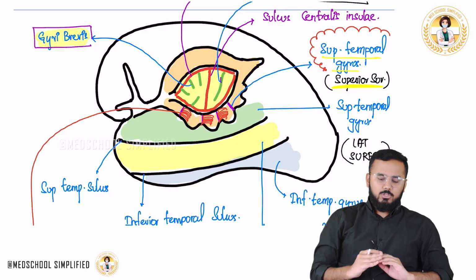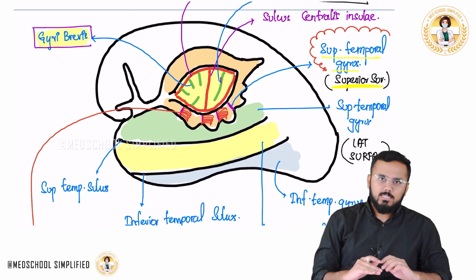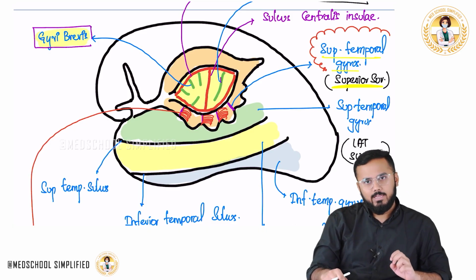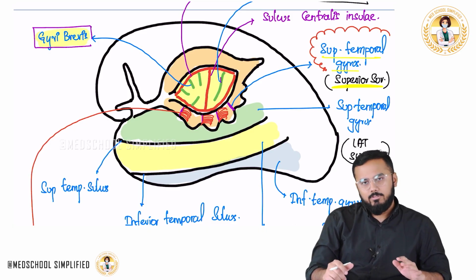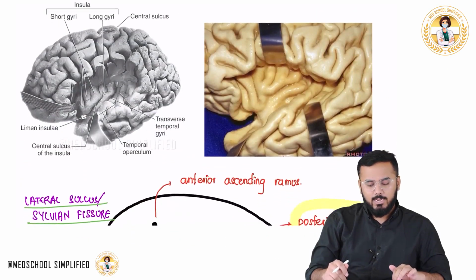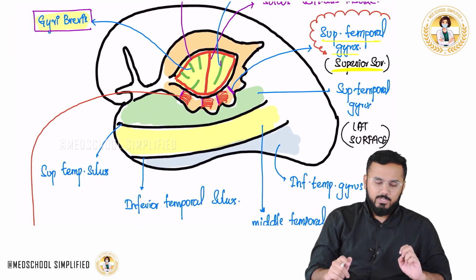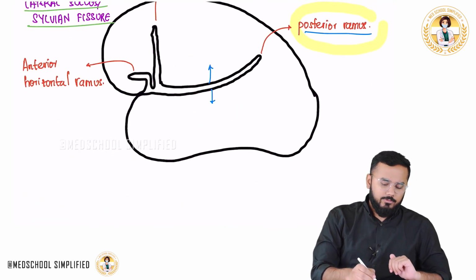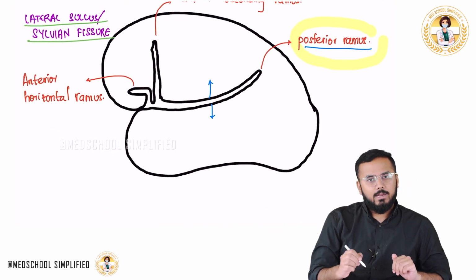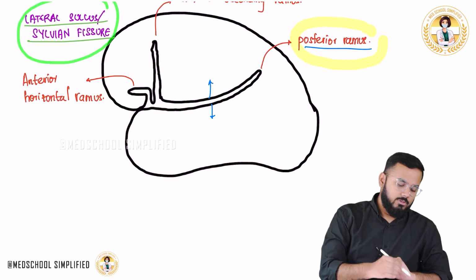Hello guys. So in the previous lecture we discussed different kinds of gyri as well as sulci, right? So let us just have a quick recap and then we shall look at the real cadaveric image and discuss those things. In the previous lecture we discussed something called the lateral sulcus, also called the Sylvian fissure, right?